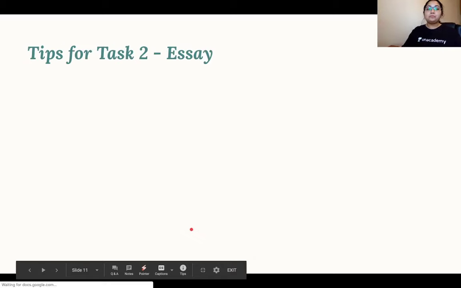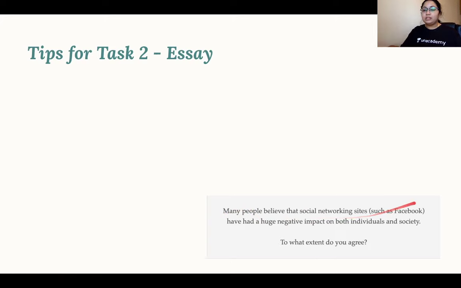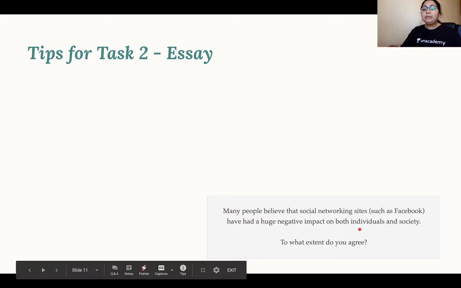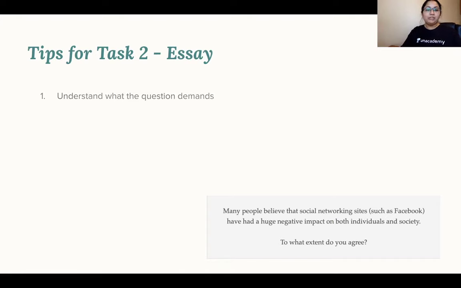All right. Now, for you to understand how an essay might look, this is how an essay looks. Many people believe that social networking sites such as Facebook have had a huge negative impact on both individuals and society. To what extent do you agree? This is how your questions will be. You have 40 minutes to spend on this task. Write at least 250 words would be something that they would be giving you.